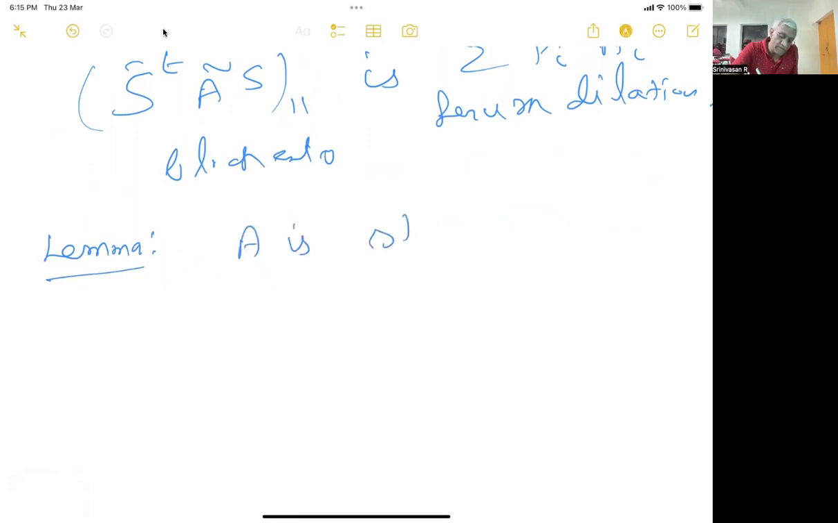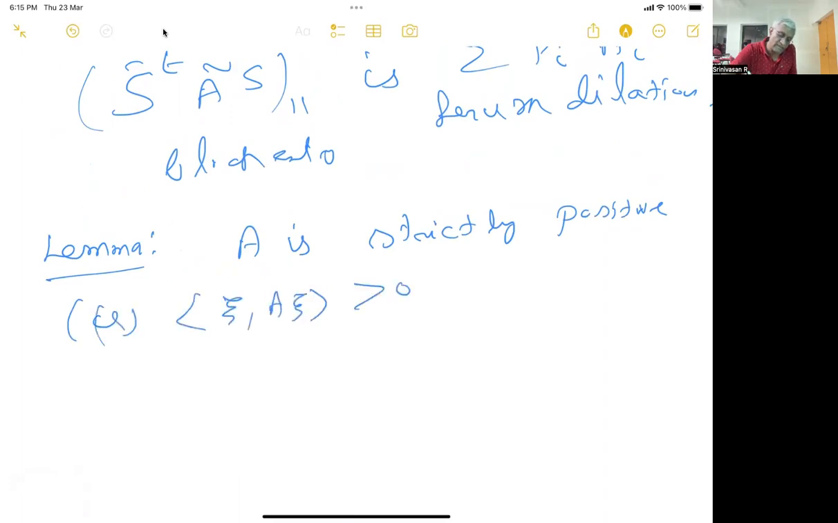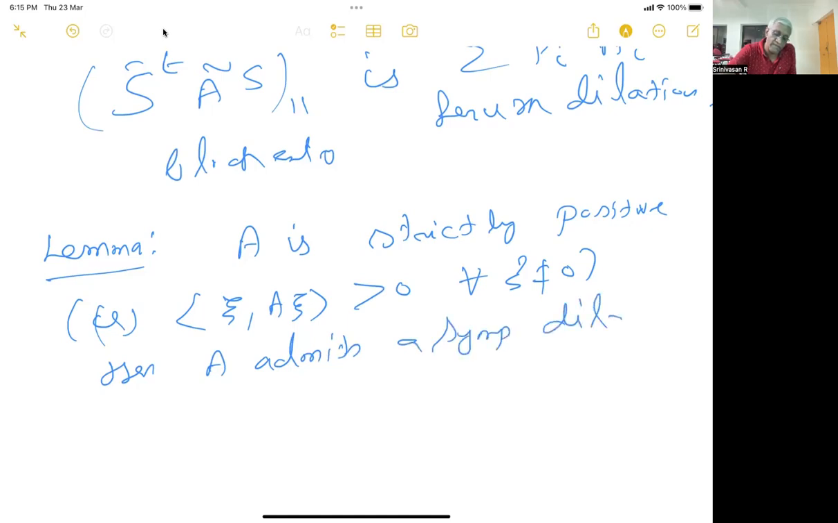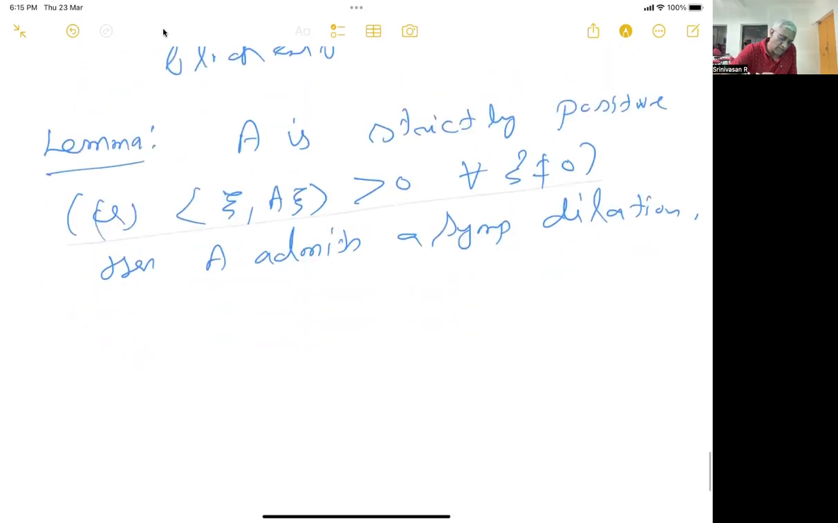So A is strictly positive. Strictly positive means, of course, we know that the quadratic form is strictly greater than 0 for all x not equal to 0. Then A admits a symplectic dilation. And this follows from what we have done already, the Williamson theorem. Of course, we stated what is the Williamson theorem? It says that symplectically we can diagonalize something, right?